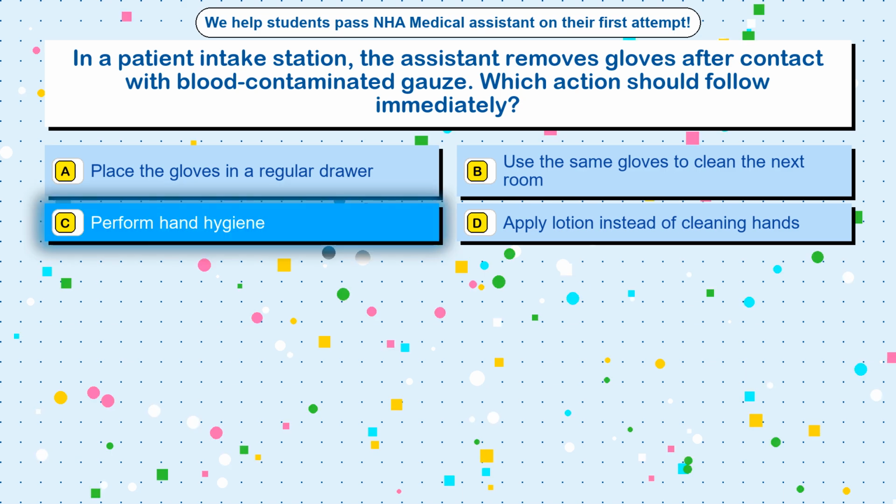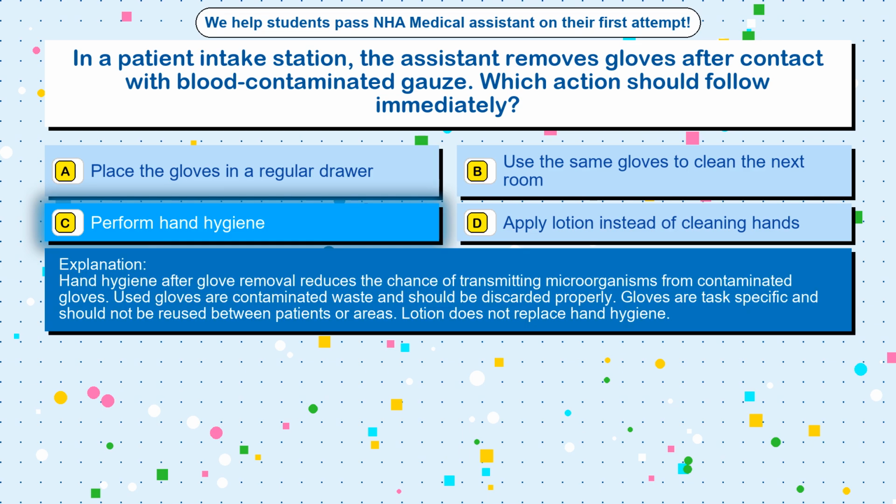The correct answer is option C. Perform hand hygiene. Hand hygiene after glove removal reduces the chance of transmitting microorganisms from contaminated gloves. Used gloves are contaminated waste and should be discarded properly. Gloves are task-specific and should not be reused between patients or areas. Lotion does not replace hand hygiene.